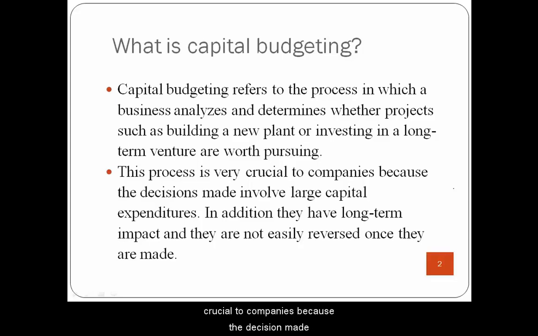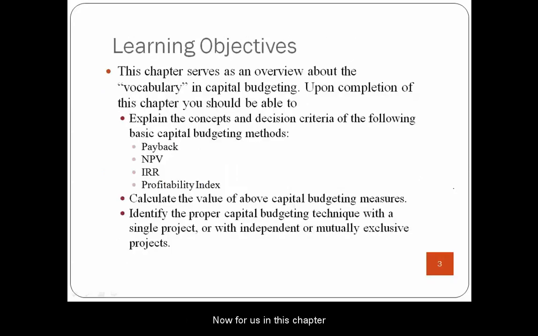This process can be very crucial to companies because the decisions made usually involve large amounts of capital expenditures, and they have long-term impact, and once they are made, they cannot be easily reversed. So a bad capital budgeting decision can lead to millions or even billions of dollars in loss for a company. Now for us, in this chapter, we try to have an overview of the vocabulary in capital budgeting.